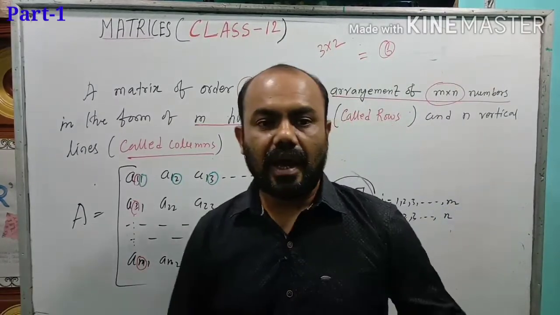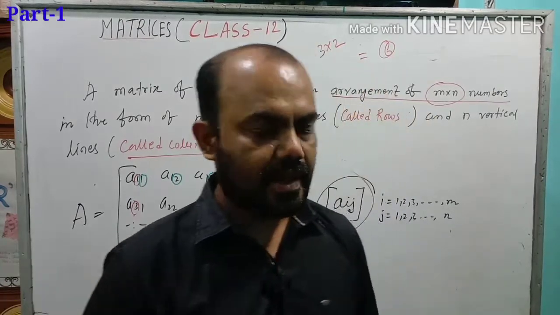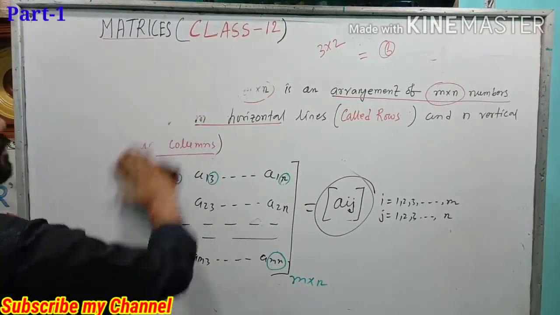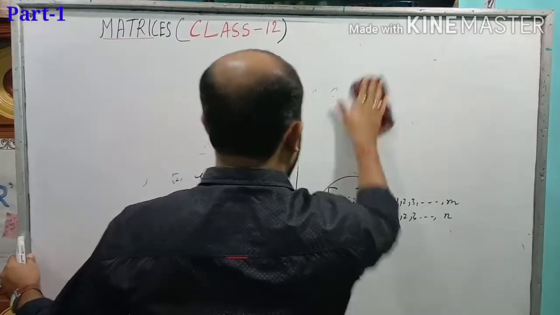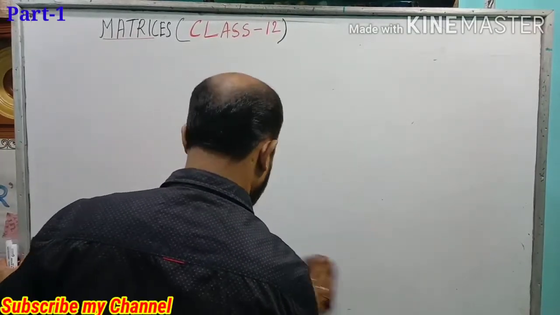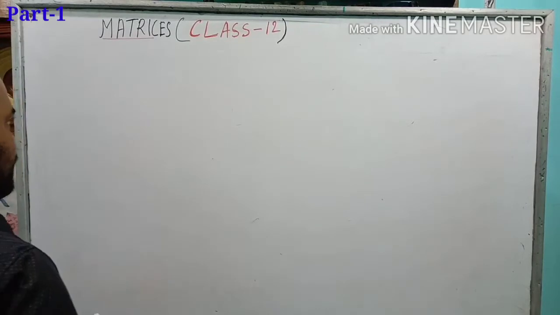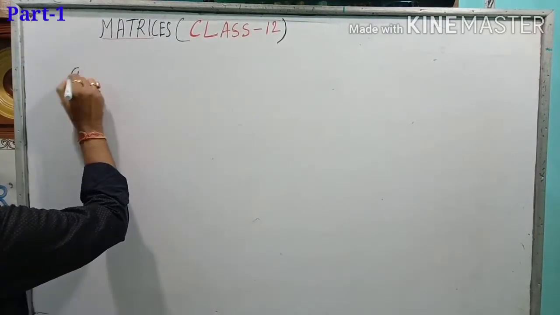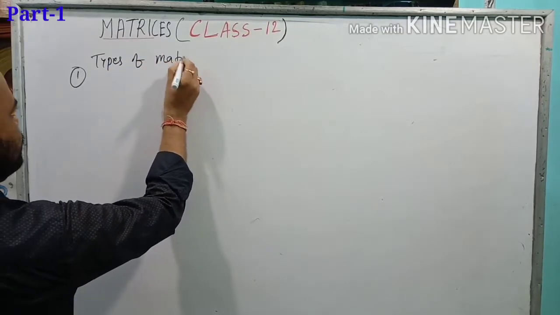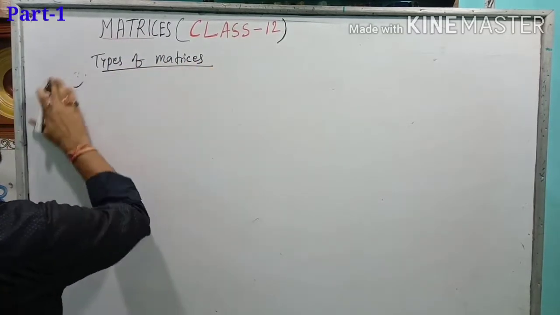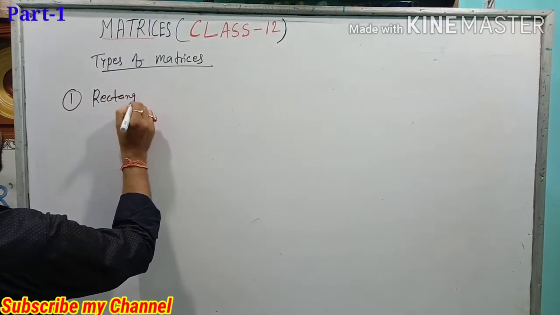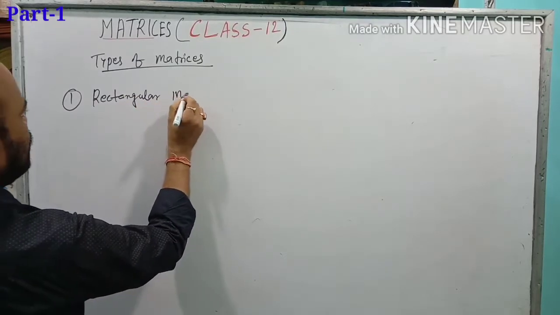Next, let us see how many different types of matrices there are. There are various types of matrices. Let us see one by one. Types of matrices. The first one is a rectangular matrix.